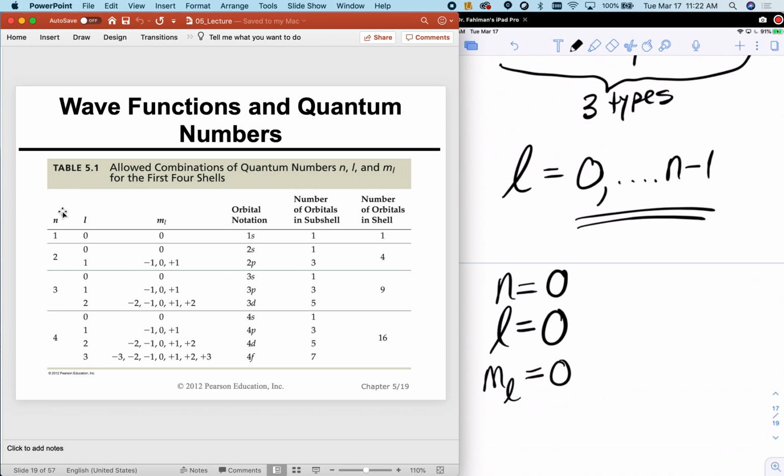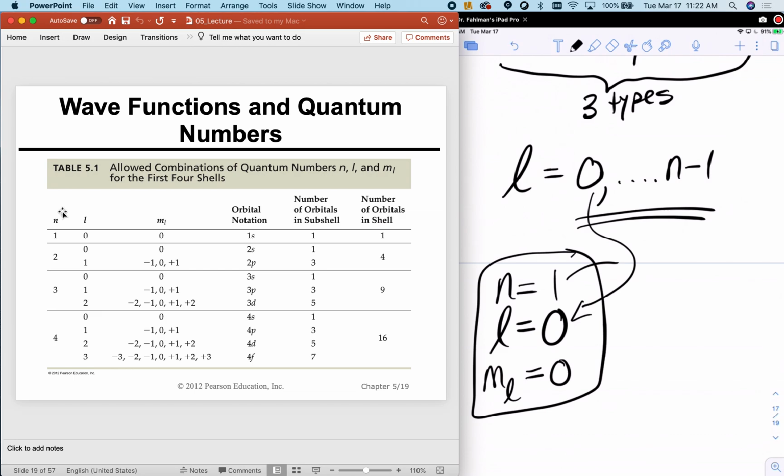Whoops, n is not 0. Sorry about that. n is 1. So if n equals 1, and that is the lowest value for n, you can't have an n of 0. So if n is 1, then L has to be 0. And then m sub L, remember, is based on what L is too. So these are the only values you can have for your quantum numbers for an n of 1.